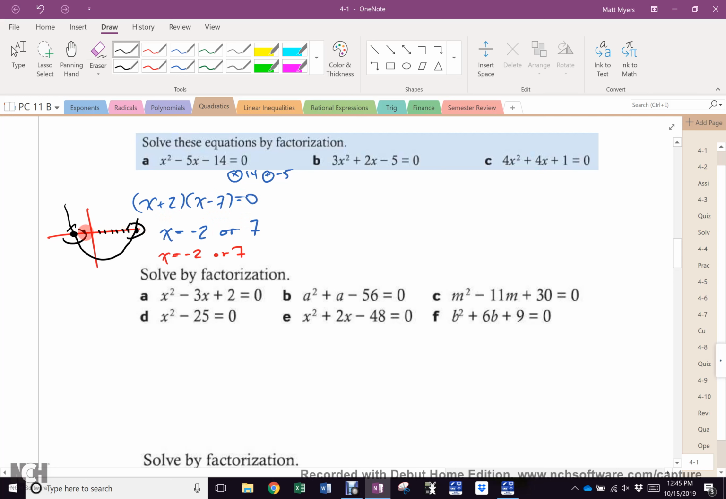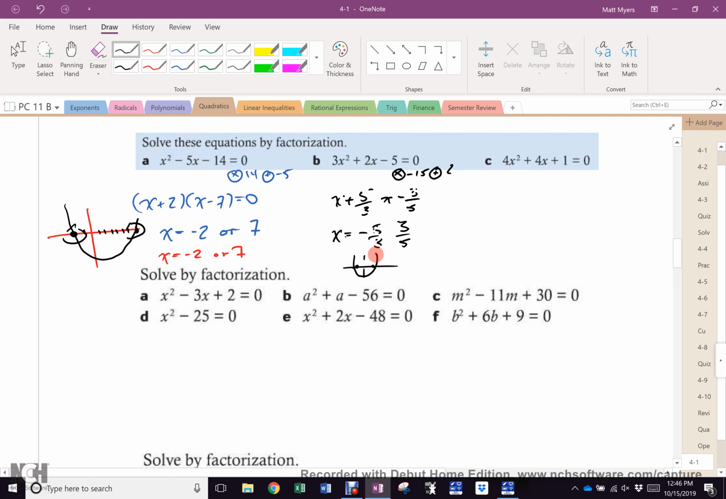Everybody good? So this guy, I got to multiply to negative 15 and add to 2. It's x plus 5 over 3 and x minus 3 over 5. You can see my pen is dying again. So it is x is negative 5/3 or 3/5. And what would it look like on a graph? Negative 5/3, positive 3/5, like that.